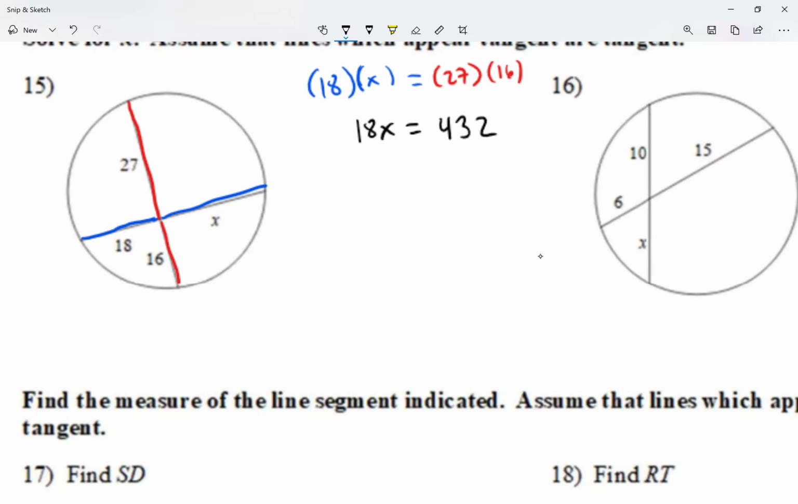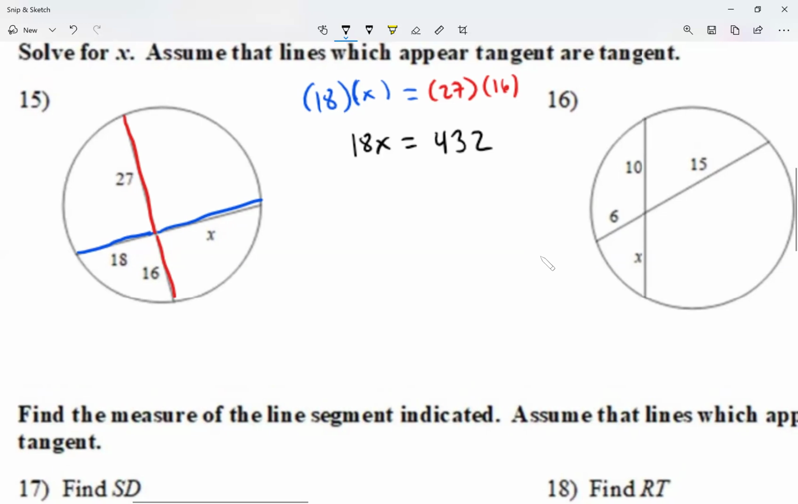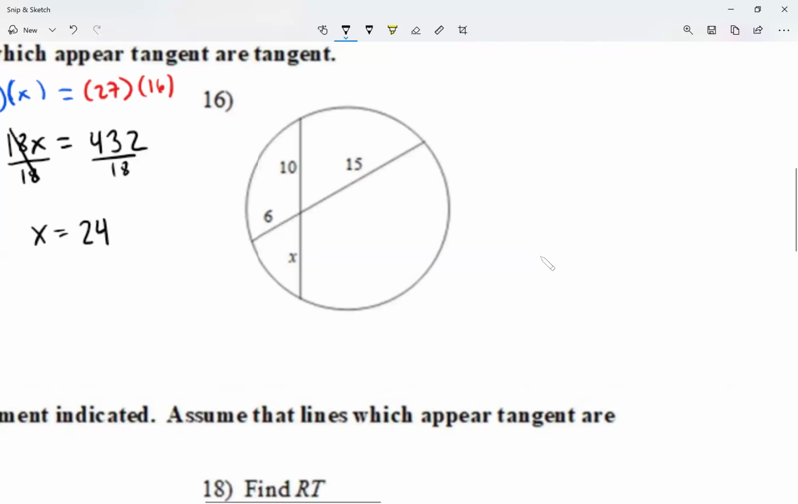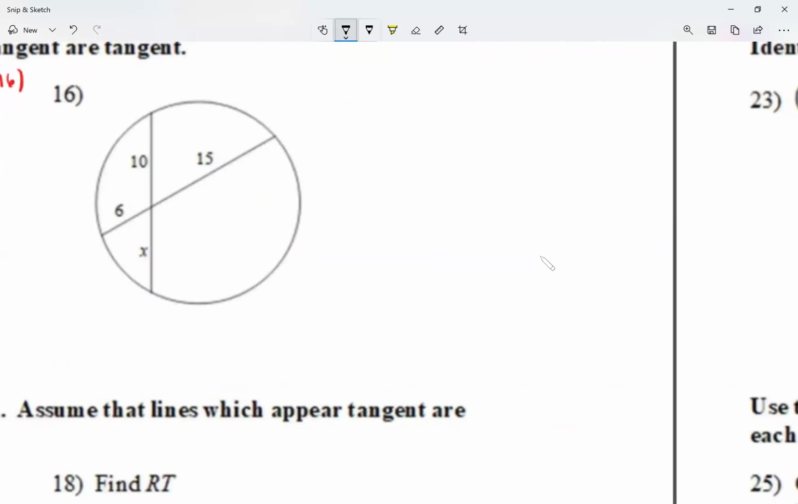Now, to find the value of x, because the instructions are solve for x, let me divide both sides by 18. So x is equal to 432 divided by 18, which happens to be 24. So x equals 24. Nice. Let's take a look at number 16. Remember I said 15 and 16 were going to be simple.